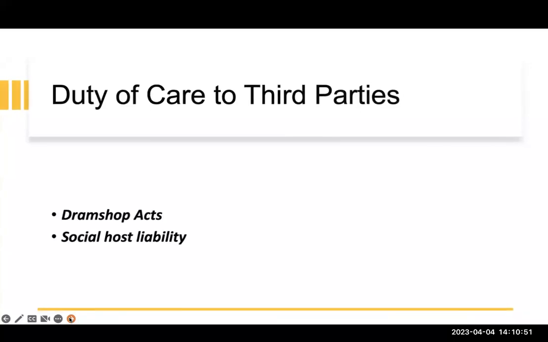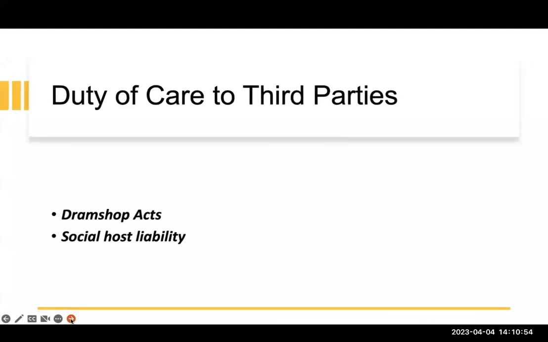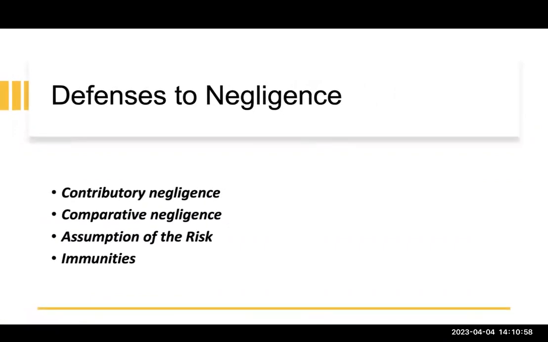There are various defenses to negligence that are discussed in the textbook. Again, they're outlined on the slide here. The most important defenses are comparative negligence and assumption of the risk. Comparative negligence involves comparing the negligence of the plaintiff and the defendant and allocating liability based upon comparative negligence.